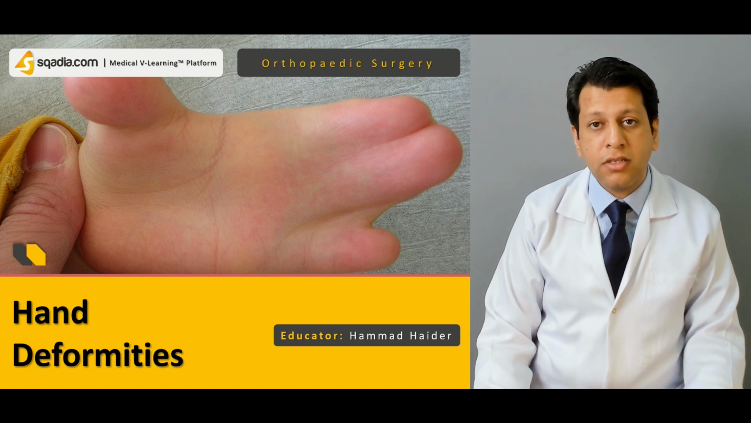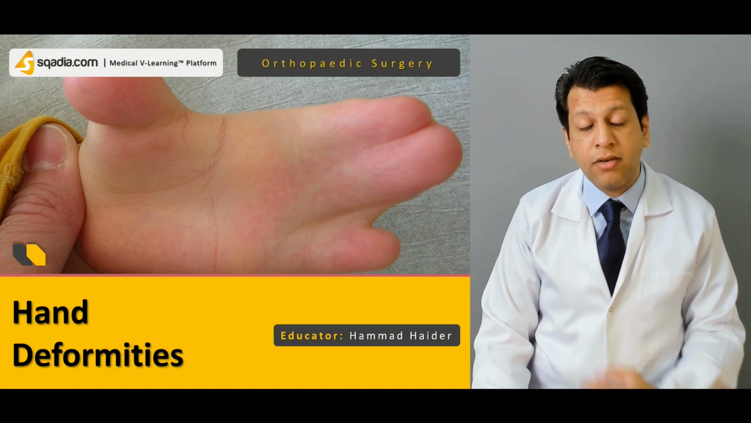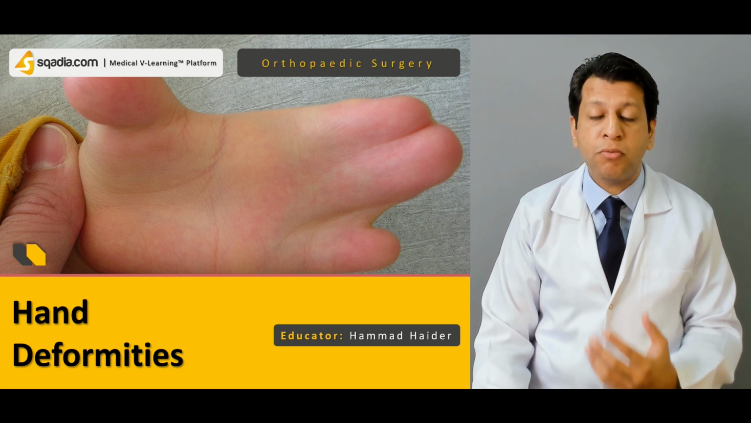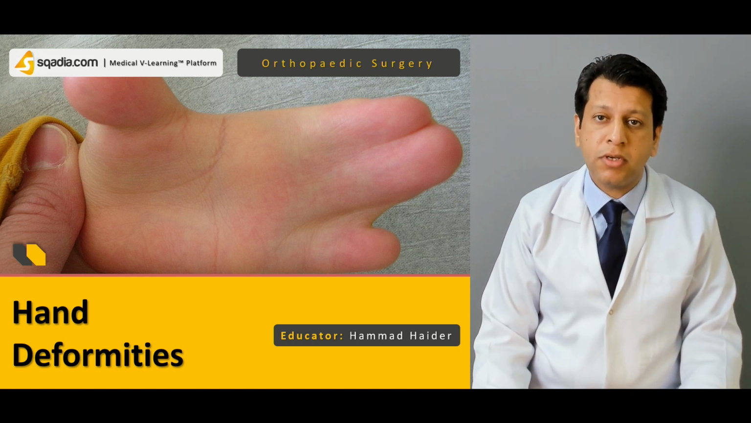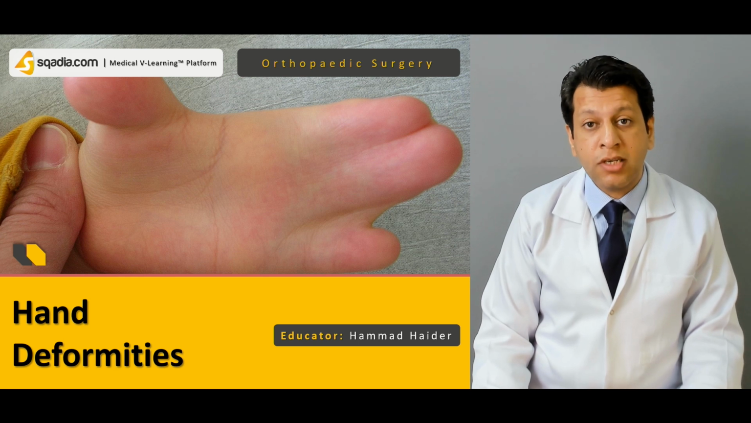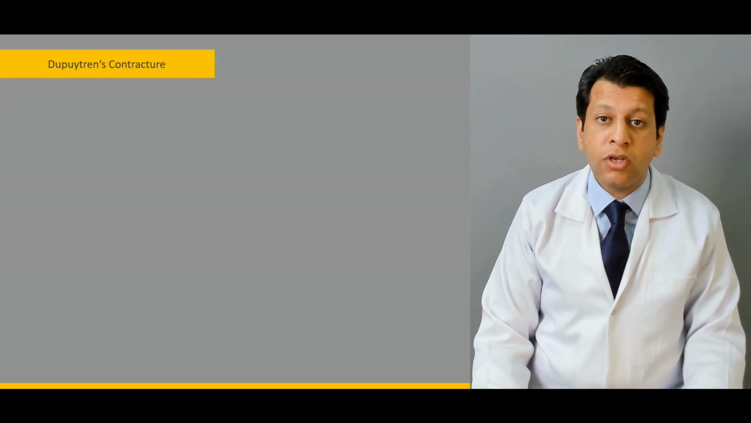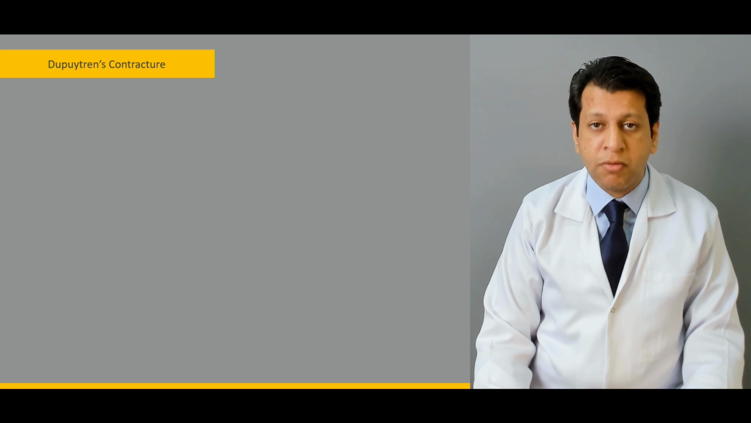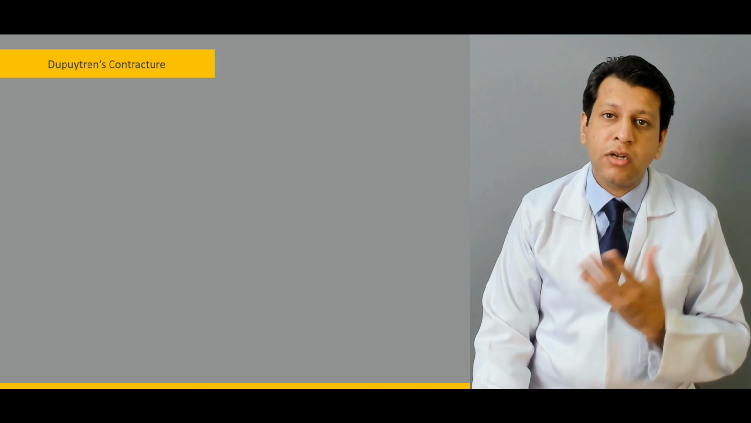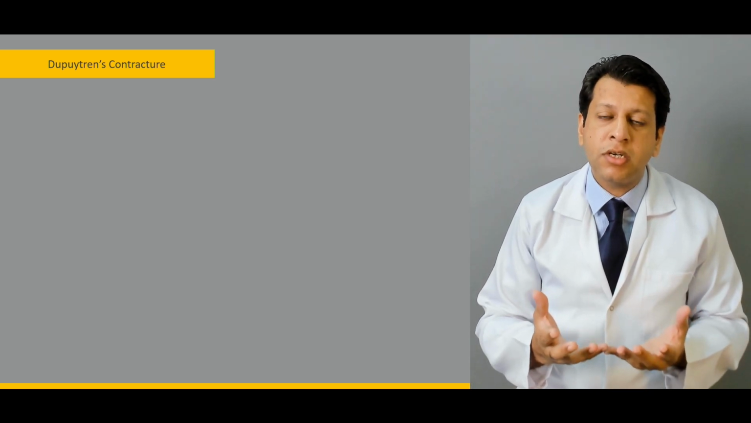As we're discussing the deformities of the hand, problems with the hand can be very problematic for patients, especially if they develop problems such as Dupuytren's contracture. Now, Dupuytren's contracture is a benign proliferative disorder of usually fascial nodules, but these are structures which are present in our hand.